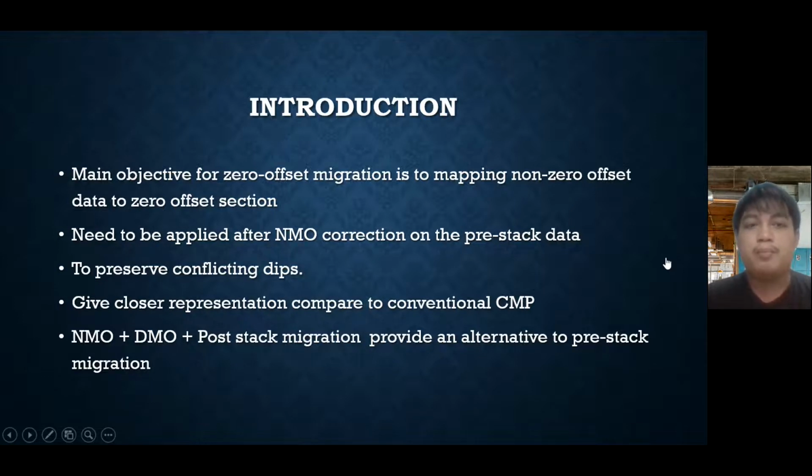The reason it needs to be applied is to preserve the conflicting dips that occur during zero offset migration. This gives a closer representation of the zero offset section compared to the conventional common midpoint stack. So NMO plus DMO plus post-stack migration will provide an alternative to pre-stack migration.